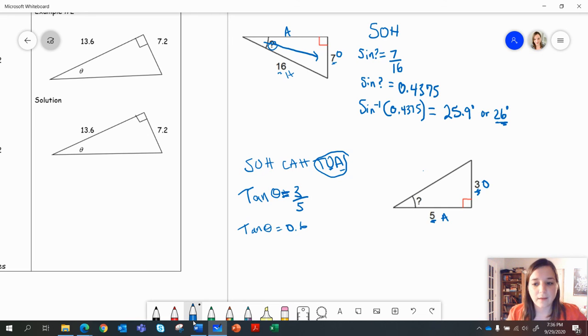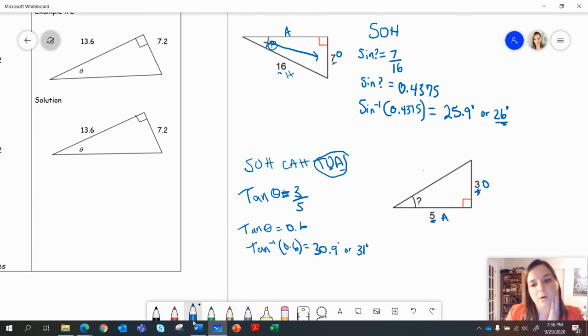Now the fancy footwork in the calculator. So second function tan or 0.6 and then second function. Either way, we should get an answer of 30.9 degrees or 31 degrees, however you want to write that.